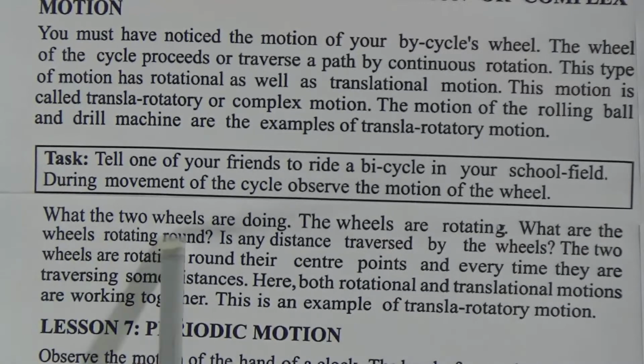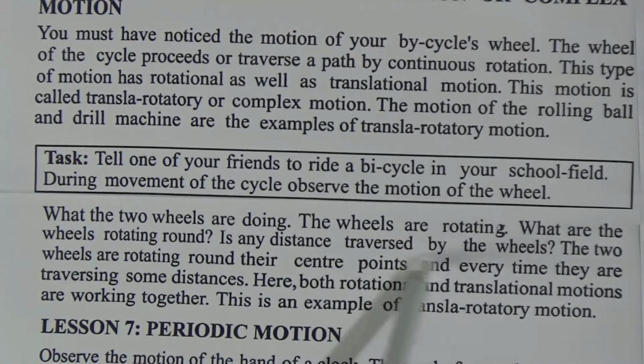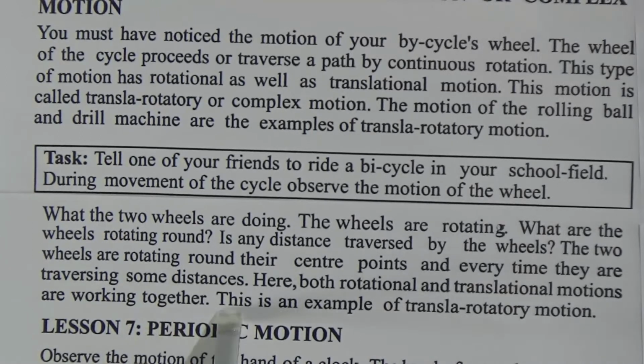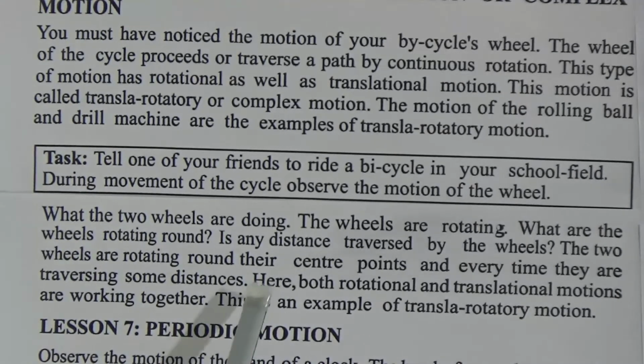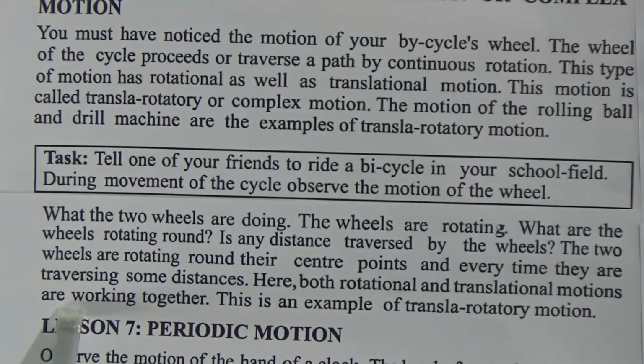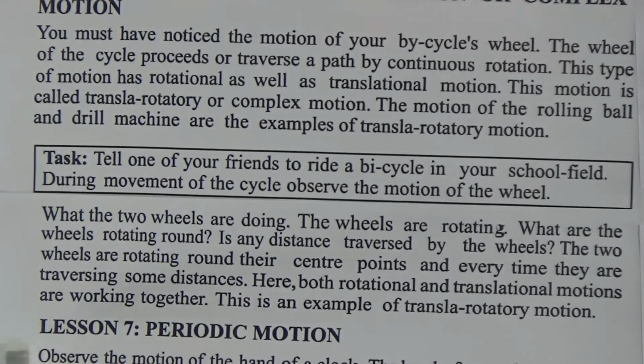The wheels are rotating. What are the wheels rotating round? In any distance traversed by the wheel, the two wheels are rotating round their center points, and every time they are traversing some distance. Here both rotational and translational motion are working together. This is an example of translatory-rotatory motion. That means a motion which has both rotational and translational motions together is called translatory-rotatory motion.